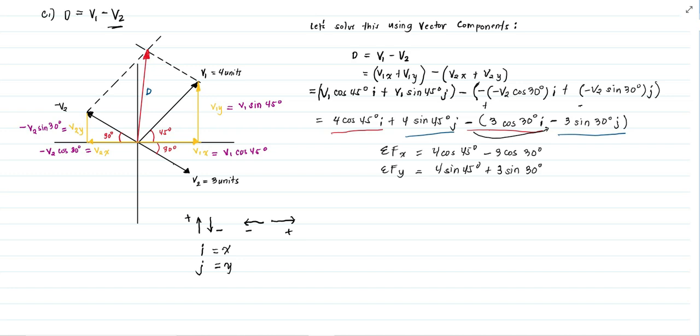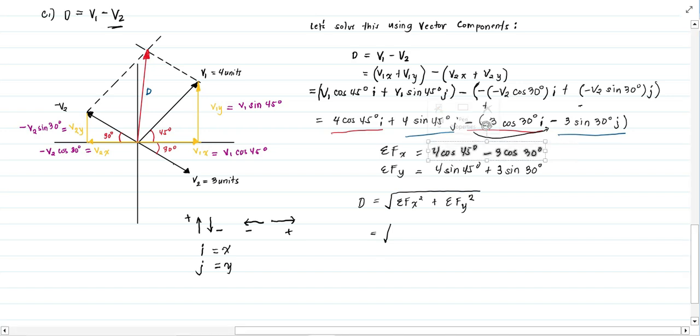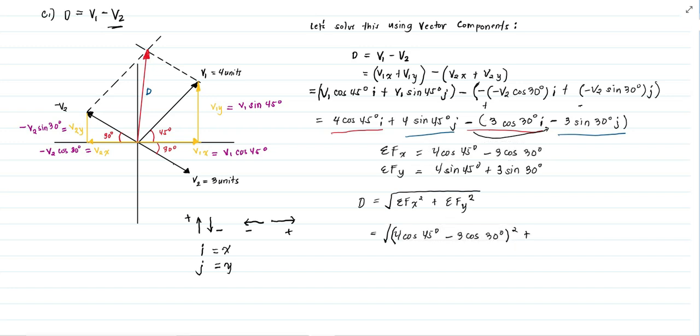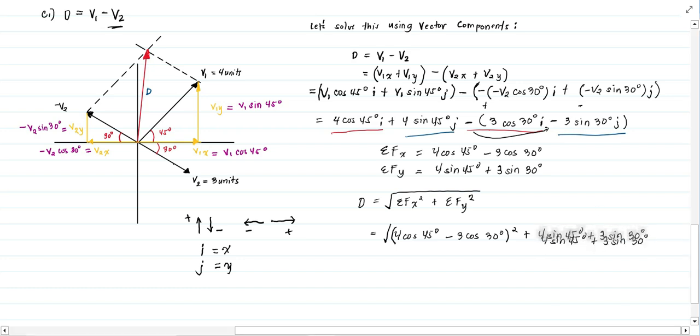We can now use the Pythagorean theorem, where the vector difference d equals the square root of the summation of all force vectors at x squared, plus the summation of all force vectors at y squared. Substituting all the values, the equation will now become the square root of the quantity 4 cosine 45 degrees minus 3 cosine 30 degrees, squared, plus the quantity 4 sine 45 degrees plus 3 sine 30 degrees, squared.